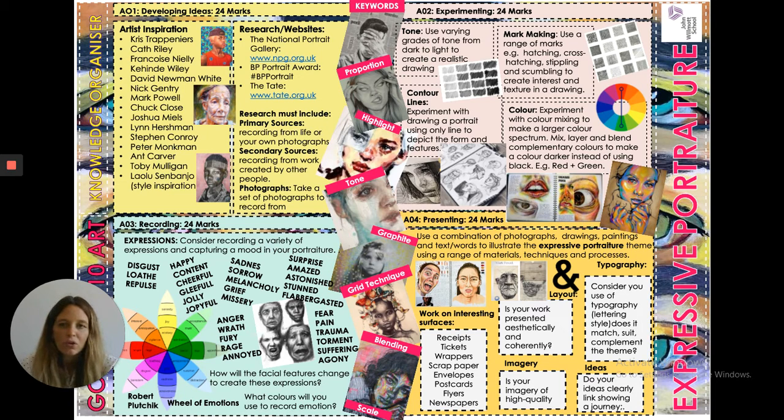And then we've got your recording section, which is also 24 marks. And what I want you to consider is capturing a mood in your portrait and capturing expressions. So there's some ideas there for you, ways which you could capture different moods within a portrait. So think about how facial features would change, and think about what colours you could also use. And there's a little colour wheel of emotion there as well, which you can research perhaps a little bit more if you wanted to, or just have a little look to see if you can read those names of the colours and emotion on there as well.